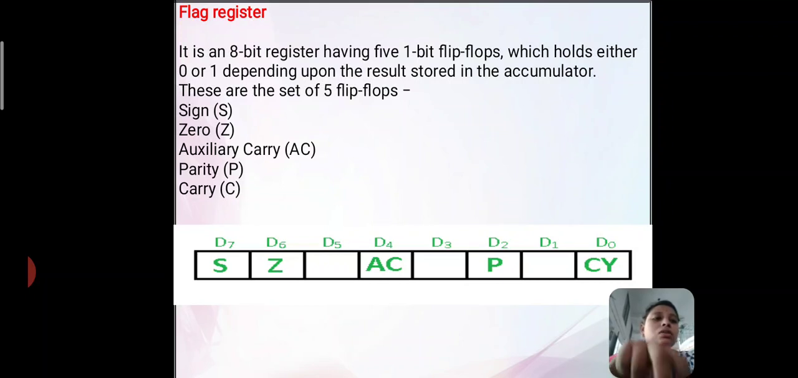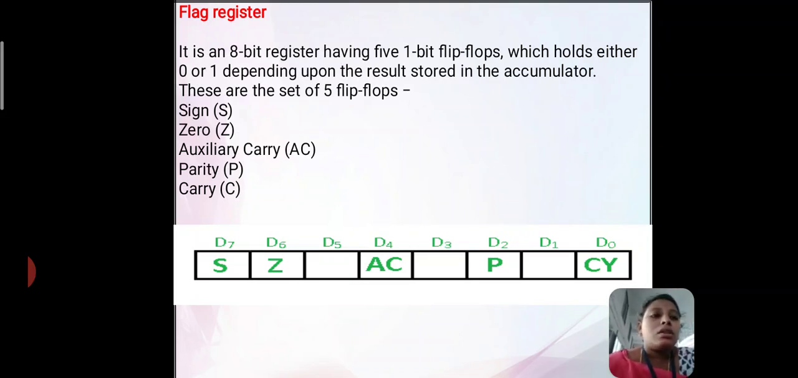Here D0 has some functionality, D1 has some functionality, D2 has some functionality and so on up to D7. D0 is the carry flag, which is CY. D1 is empty, D2 is the parity flag, D3 is empty, D4 is the auxiliary carry flag, D6 is the zero flag and D7 is the sign flag. D1, D3, D5 are undefined bits or user defined bits.